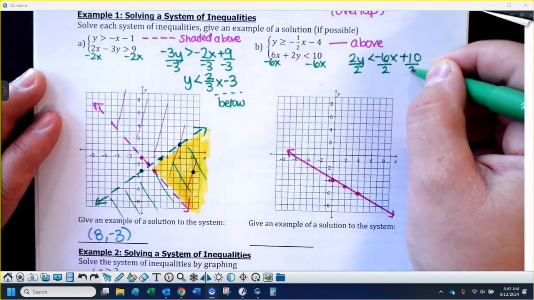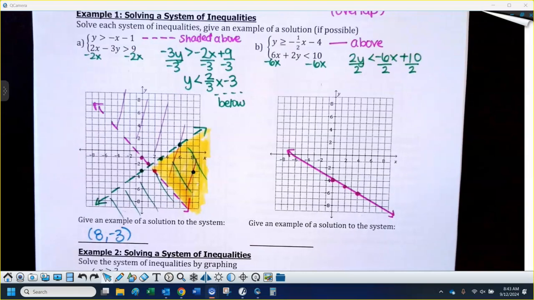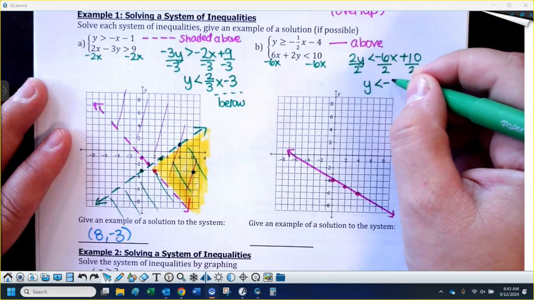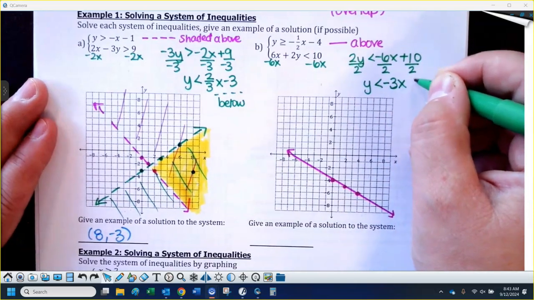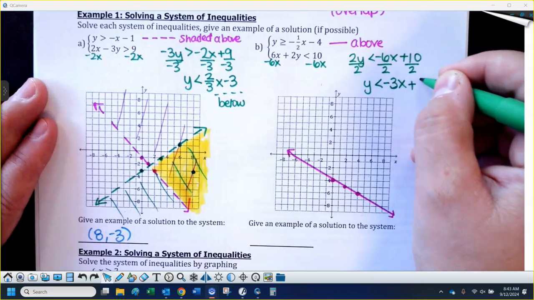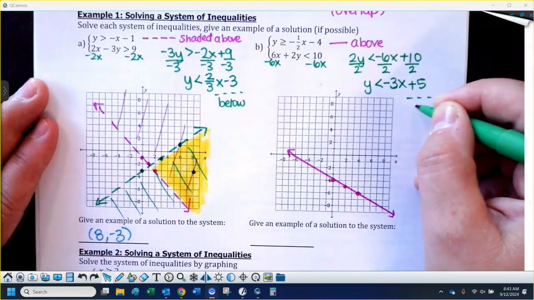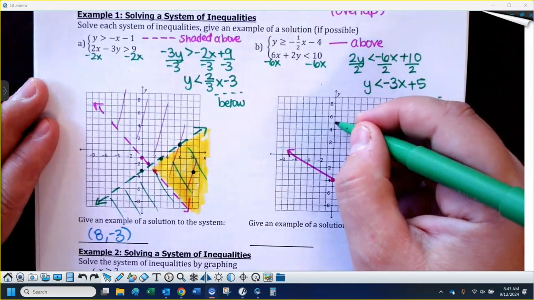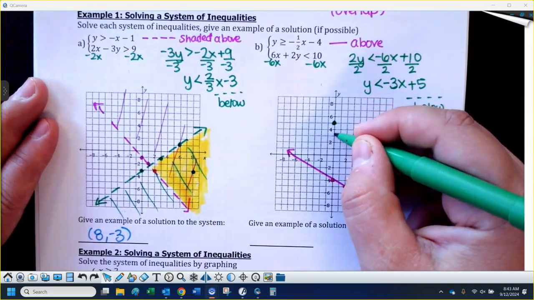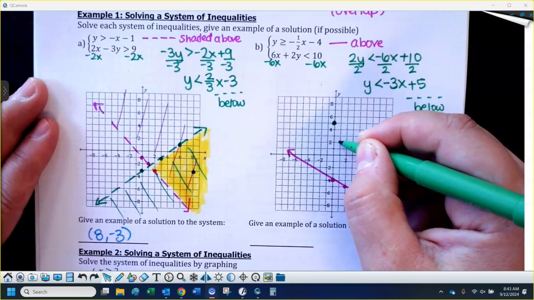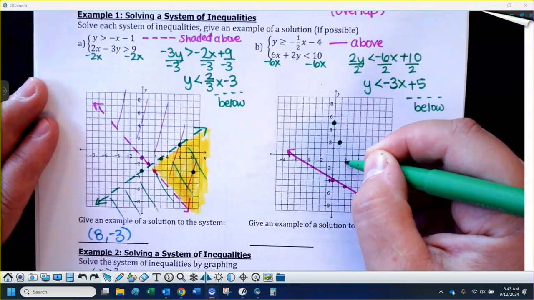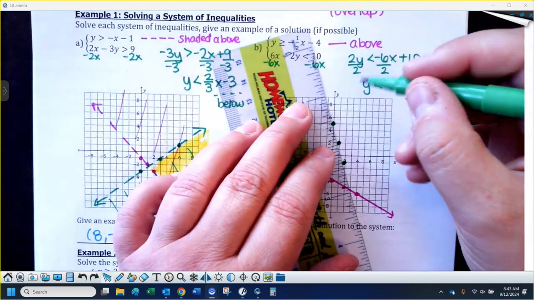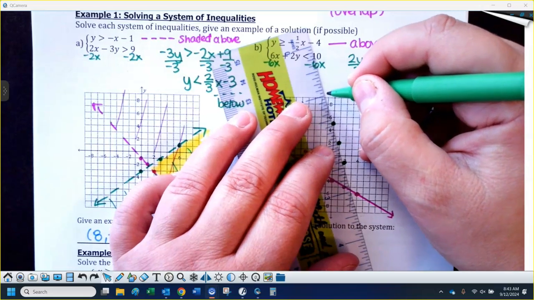Am I going to flip the inequality symbol over? No, we're just dividing by +2. So this is going to say y is less than -3x as my slope, and then + 5. This guy is a dashed line, and I'm going to shade below that dashed line. So I'm going to find 5, and then I'm going to go down 3, but just over 1. And this will be really steep, so sometimes that's a little bit tricky to graph. And then I'm going to do my best to do a dashed line.